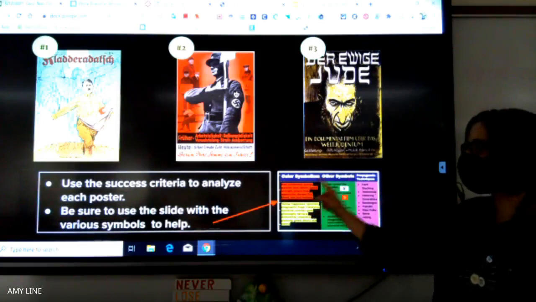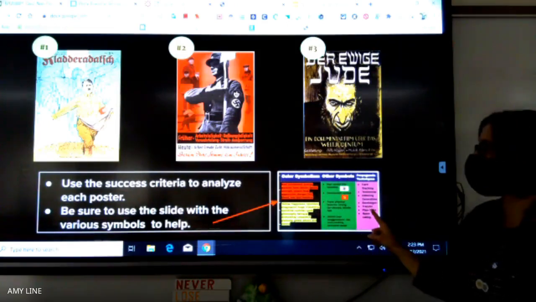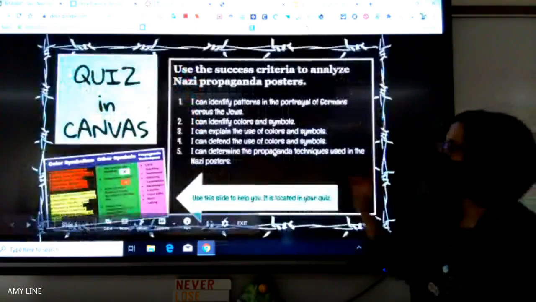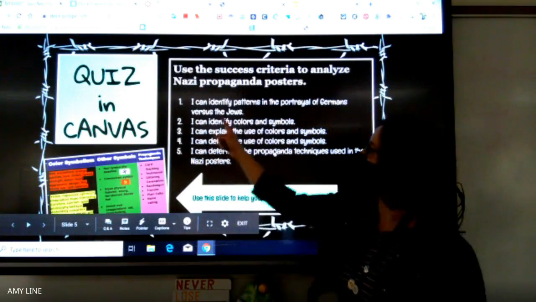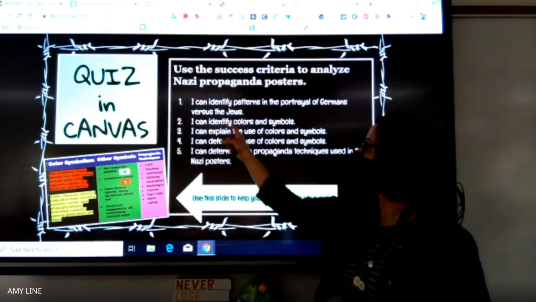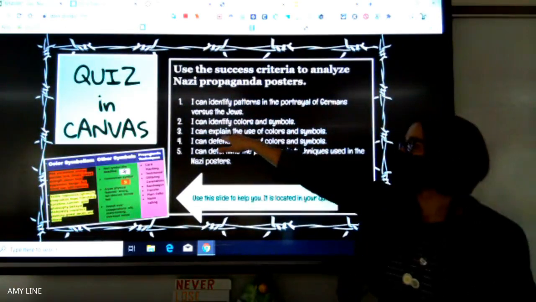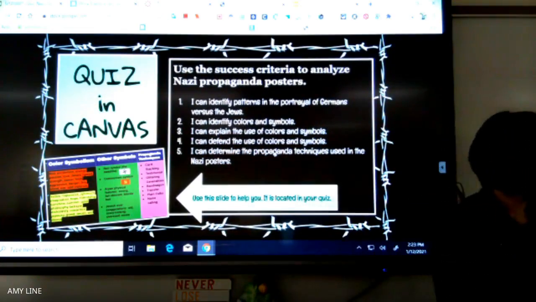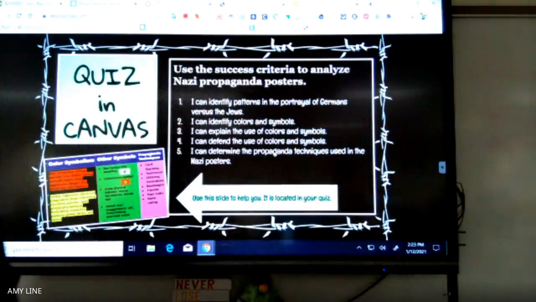In the quiz, I have our symbolism notes down here. All right, this is your cheat sheet, and it's going to be in the quiz, all right, for you to see. Things that you need to remember, obviously you're using those success criteria, right? So I expect you to identify patterns in colors and symbols when it comes to Germans and Jews. I expect you to explain those, then defend that explanation of the colors and symbols, and then determine that propaganda type, okay?